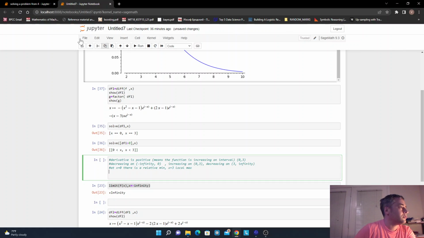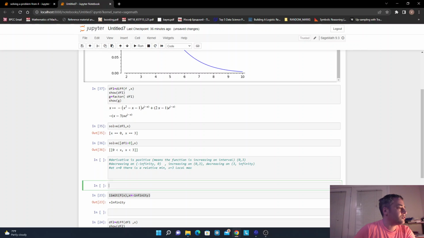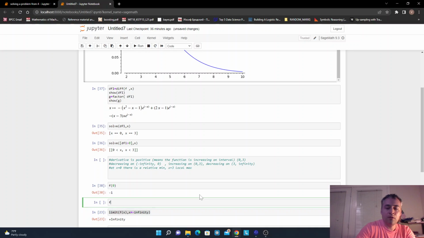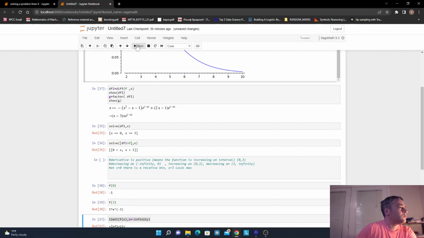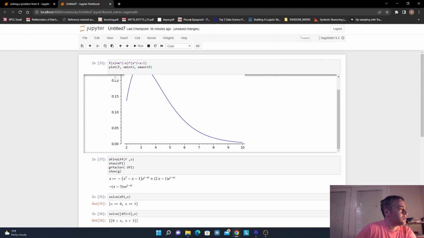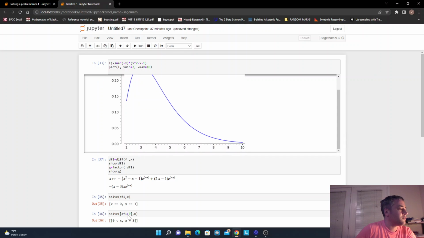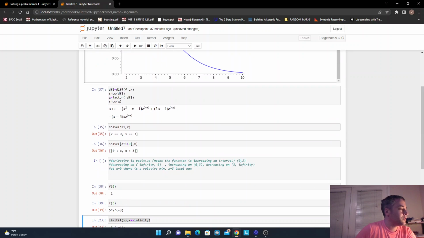We can actually add another cell and try the y values there. F of 0. Remember, we're plugging into the function itself here, not into the derivative, because ultimately we care about the function. That's what we want to understand. So 5e to the power minus 3. So yeah, this top of the hill is not very high, approximately 0.25. That is the approximate value for 5 times e to the power minus 3, apparently.